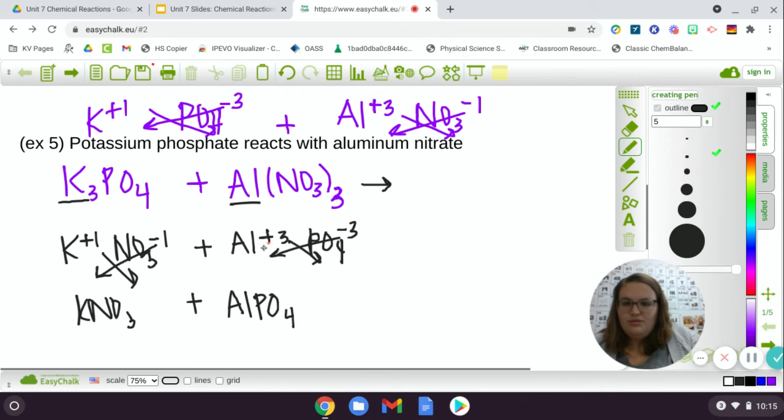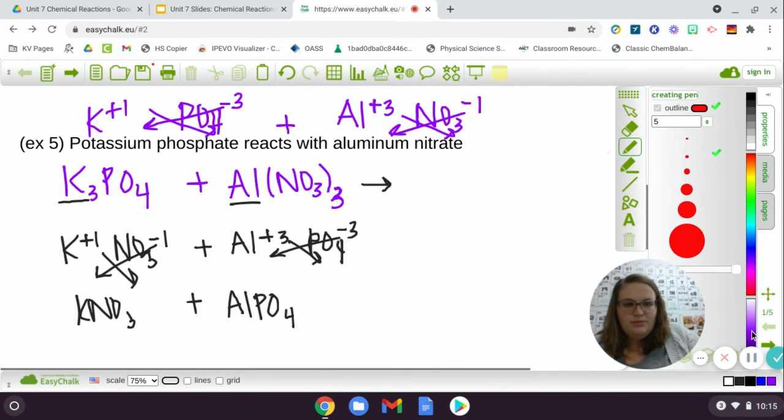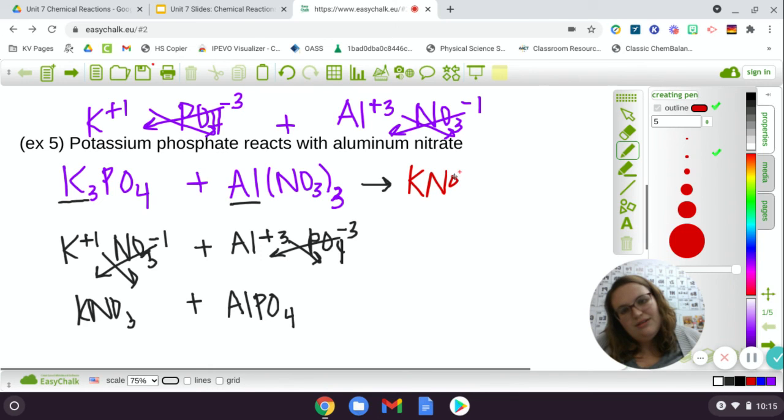So let me just rewrite this whole thing. Do I have space? Oh, I didn't. Okay. Well, we're going to pretend I did. Actually, I have room to fit over here. Where's my purple? Oh, that's red. It doesn't want to give me purple. Oh, well. This is fine. All right. So I have K. Oh, does not look like a K. So KNO3 plus AlPO4.